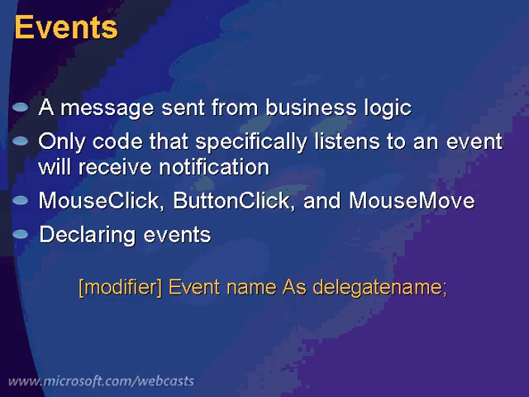So this is a message sent from the business logic, and only code that specifically listens to an event will receive notification. So in my previous example where I added a handler to that event, basically what I'm specifying is that, hey, I want to be notified when this event is fired so that I can perform some logic as a result of this event occurring within my application.